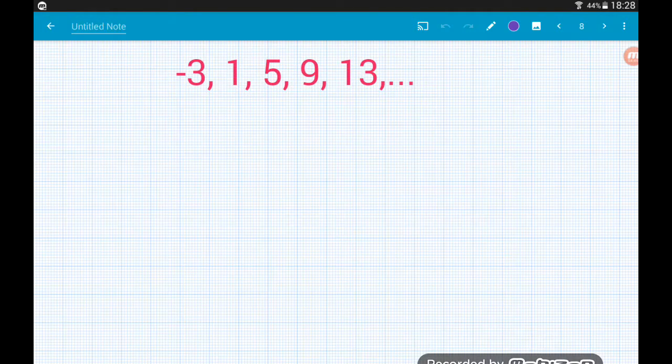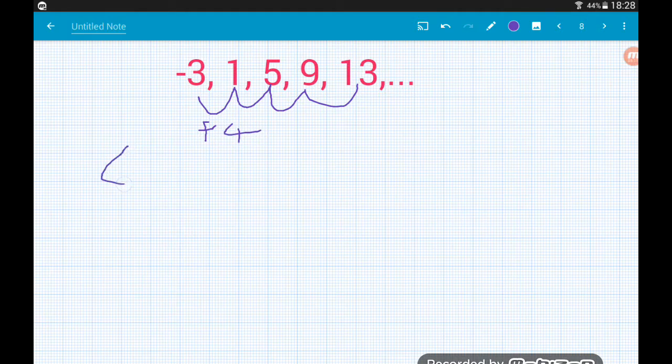Okay, let's go for this one then. So we're starting off in the negatives. Don't let that scare you. So what are we going up in? If you don't like the fact that we've got a negative first term, check out the difference between one of the other pairs of terms. So instead of thinking how do we get from -3 to 1, think about how we get from 1 to 5 or 5 to 9. So the answer you'll get is that we're adding 4 each time.